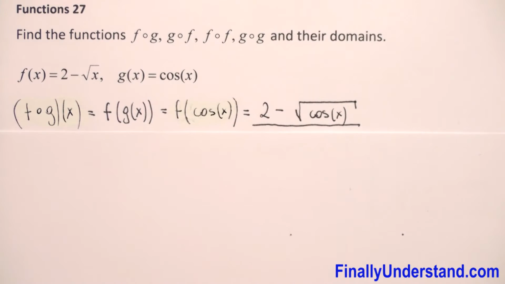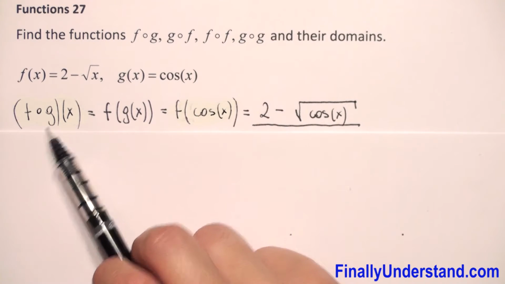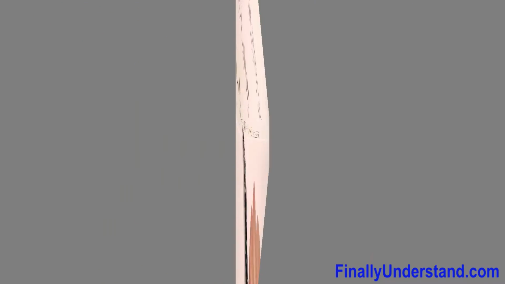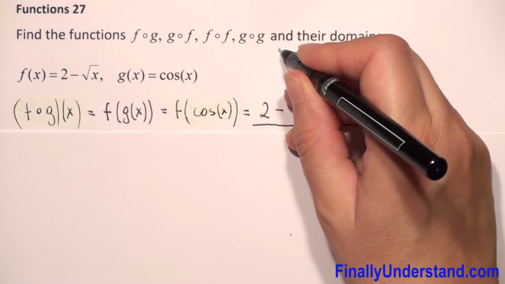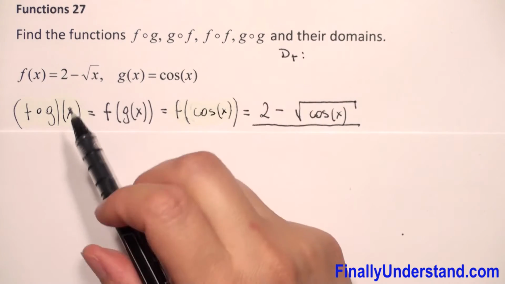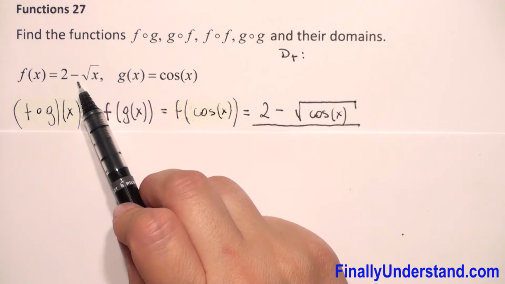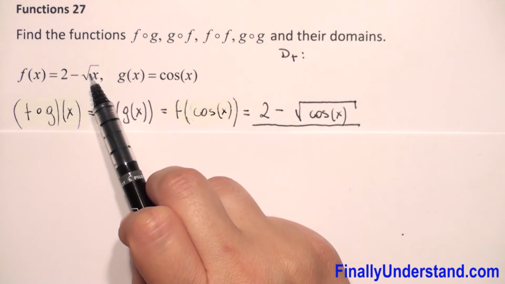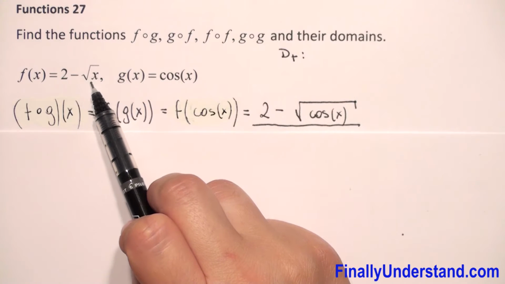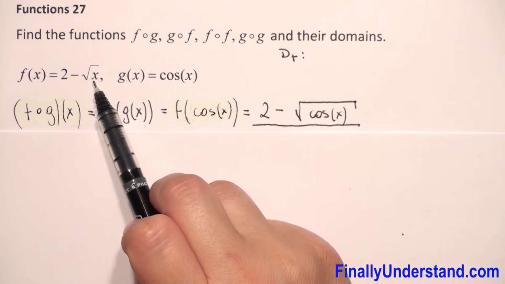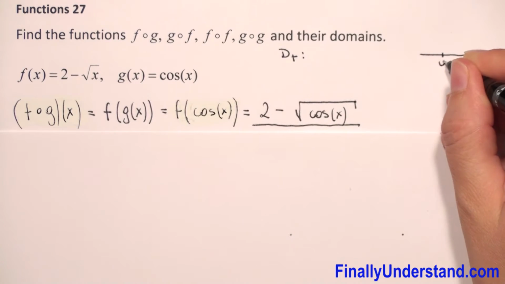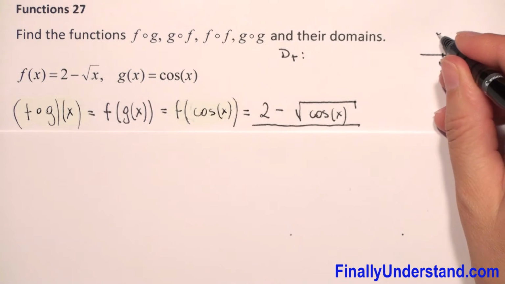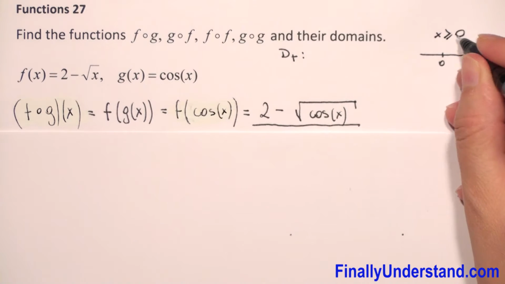Now we have to find the domain of our f of g function. So at the beginning we should find the domain of the f and g functions. The domain of the f function, let's see what we have here. We have 2 minus square root of x. We know that whatever is under the square root must be greater than or equal to 0. So let me draw the x-axis. We have 0. We have to find values x greater than or equal to 0.